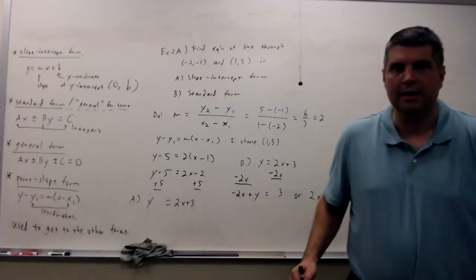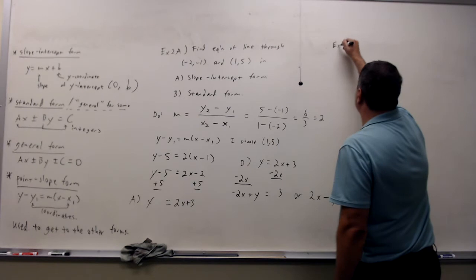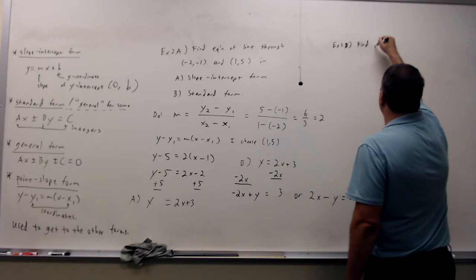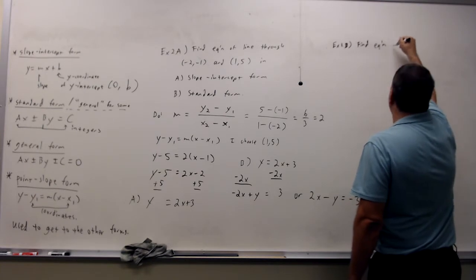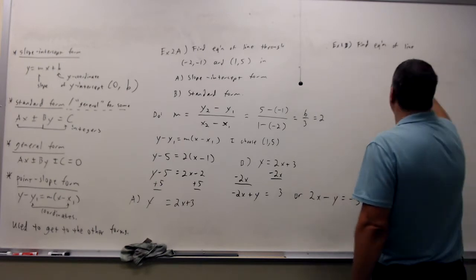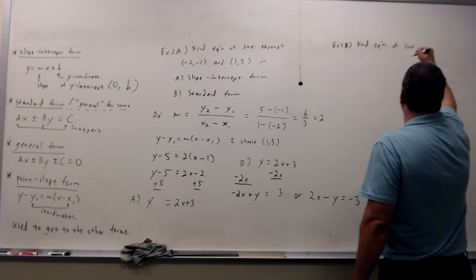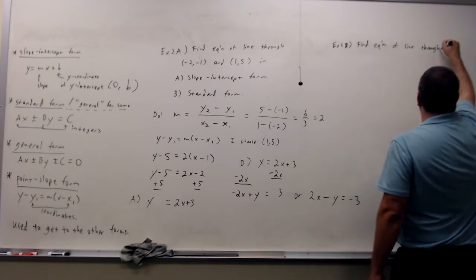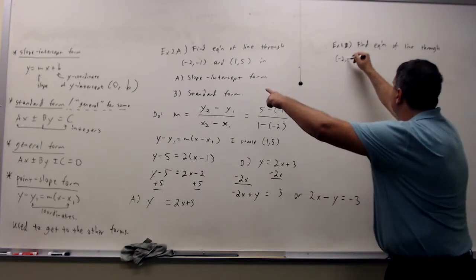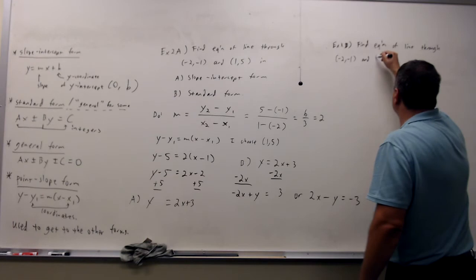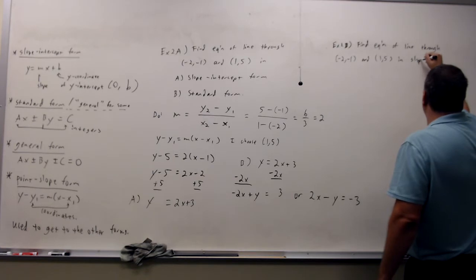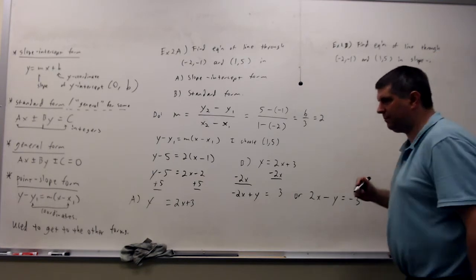Now, example 2b. Find the equation of the line through (-2, -1) and (1, 5) in slope. Oops, let me put those back up.